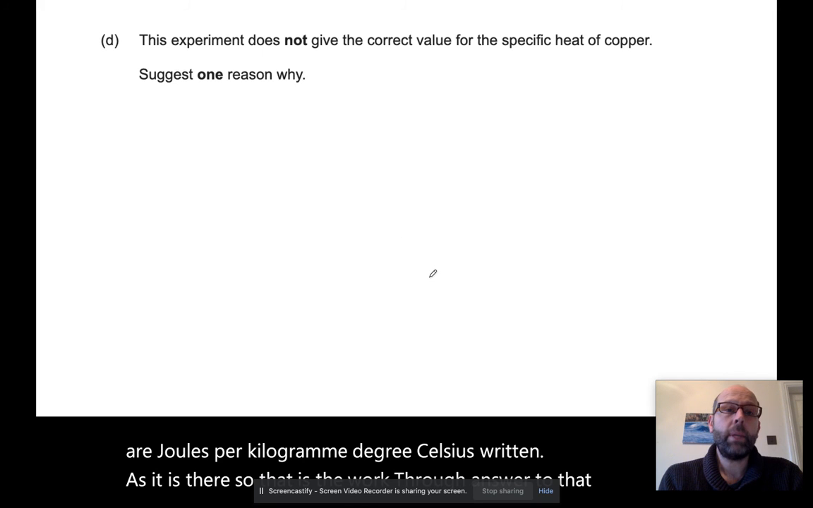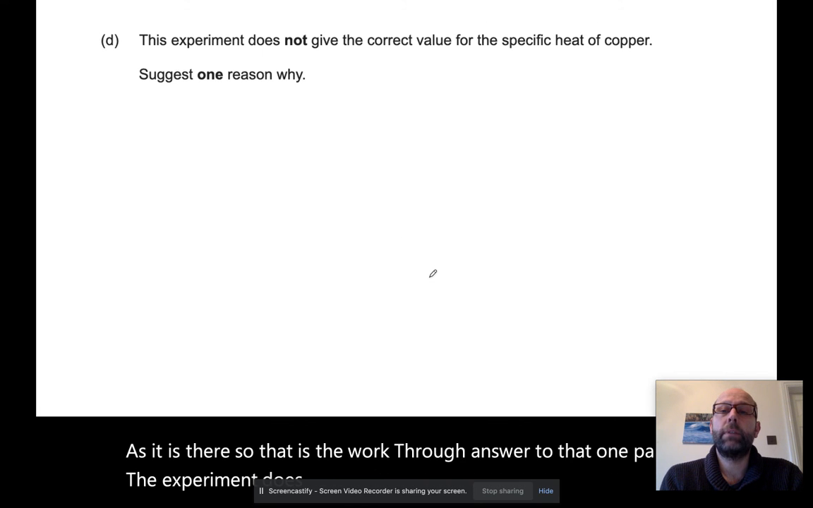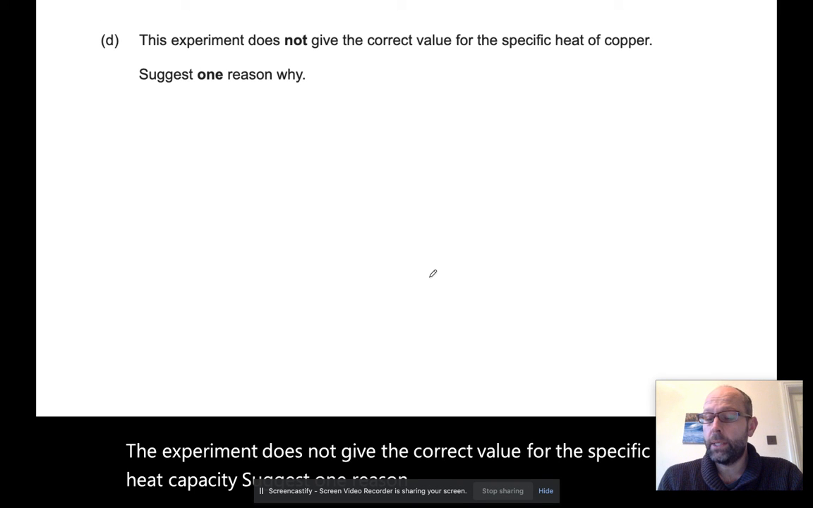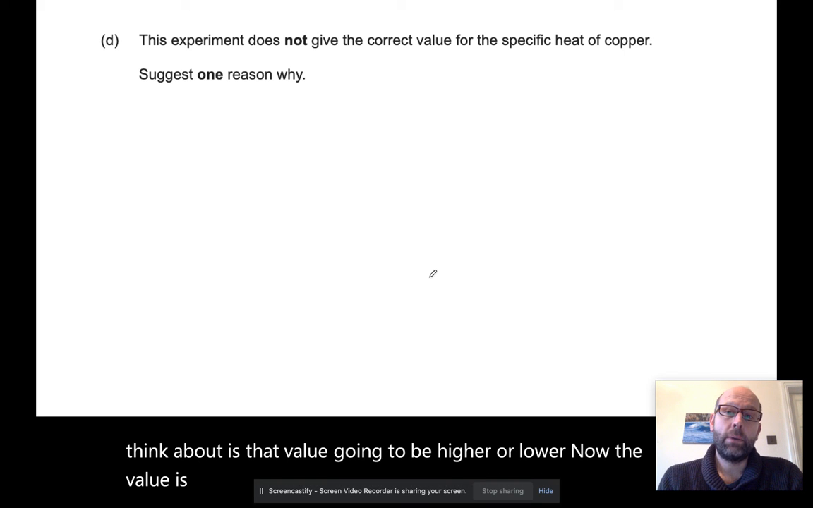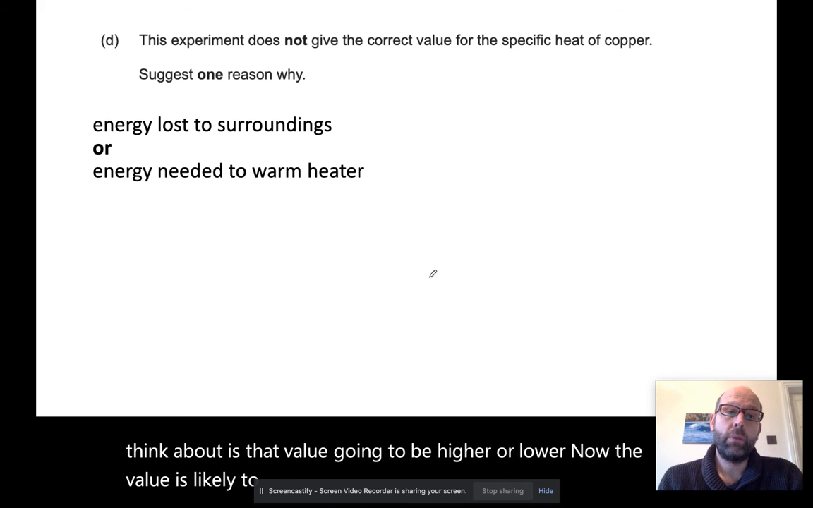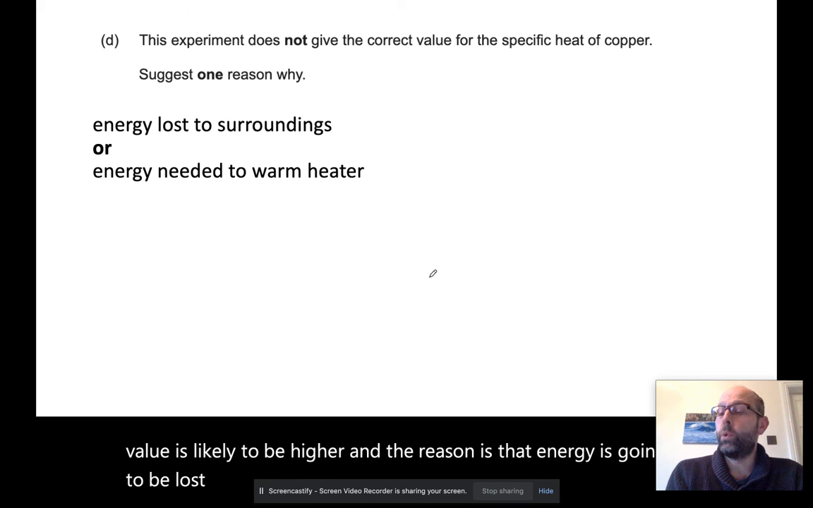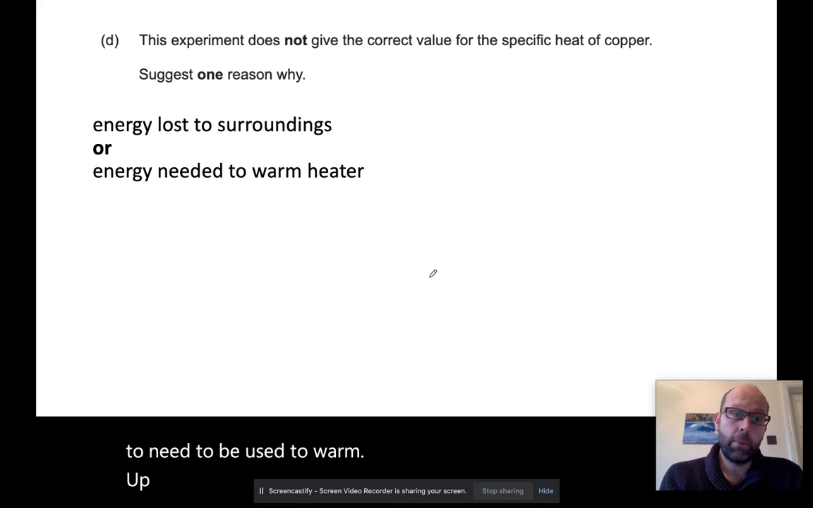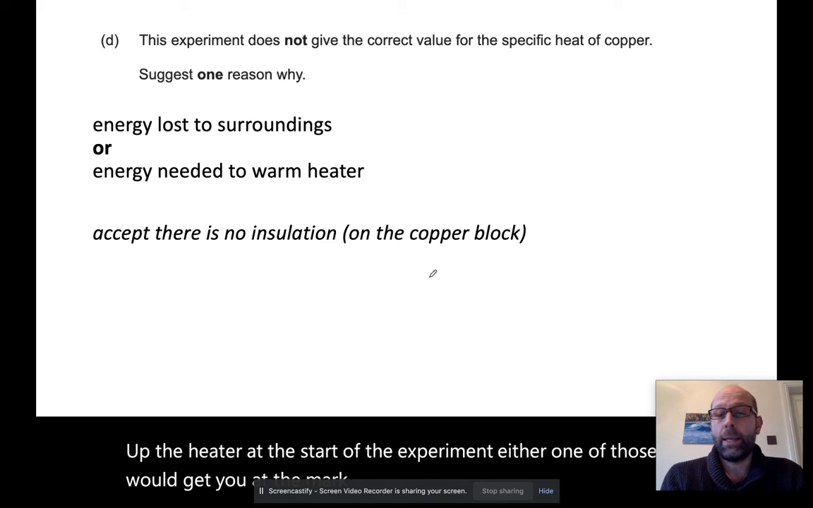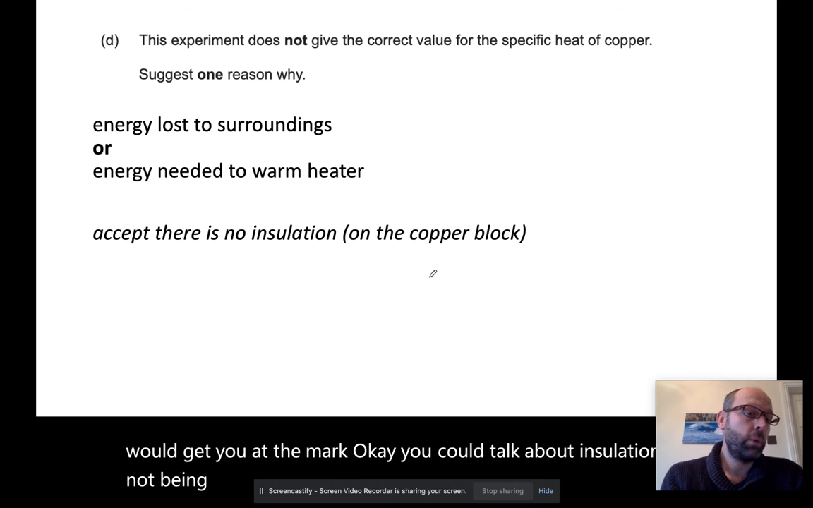Part D. The experiment does not give the correct value for the specific heat capacity. Suggest one reason why. Well, the first thing we need to think about is whether that value is going to be higher or lower. Now, the value is likely to be higher. And the reason is that energy is going to be lost to the surroundings. And also energy is going to need to be used to warm up the heater at the start of the experiment. Either one of those would get you the mark. You could talk about insulation not being on the copper block. That would also get you a mark.